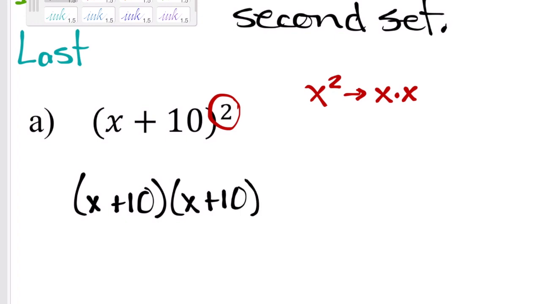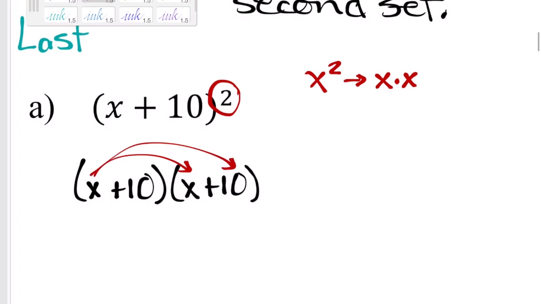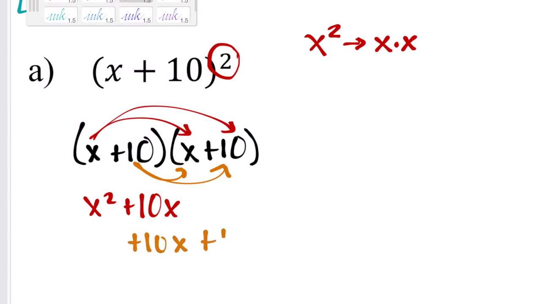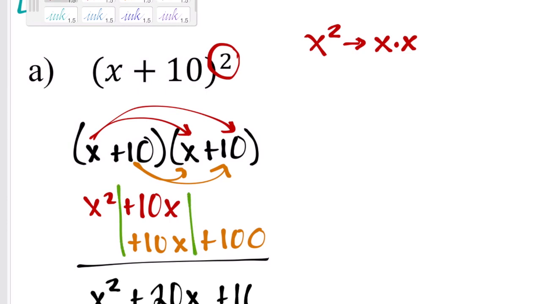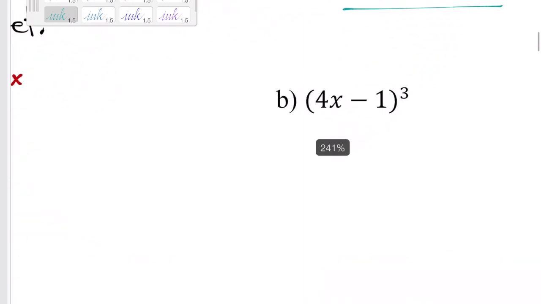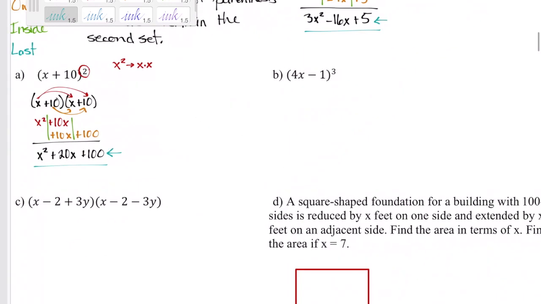So we're using the FOIL or the distribution method on this. So I've got my x distributed in, which will give me x squared and 10x. I'm also distributing the 10 in. So I have another 10x. 10 times 10 gives me 100. Put it all together and what do you get? Again, I don't have any more like terms, so this is as far as I can go. I'm going to save this one for my students.